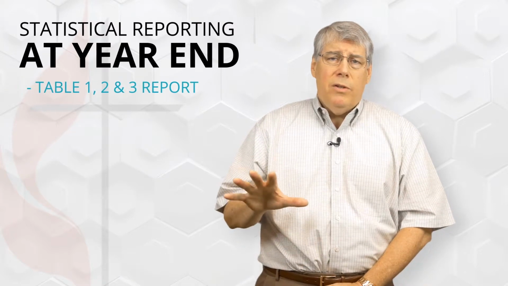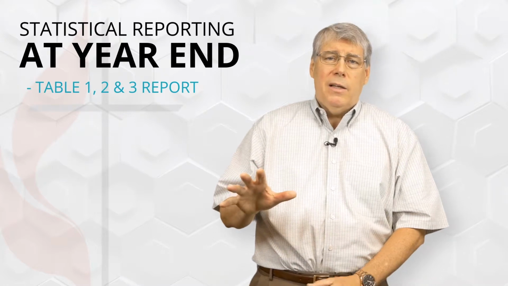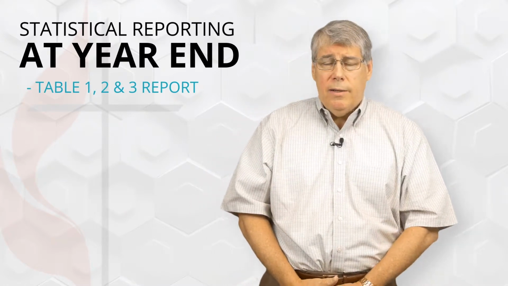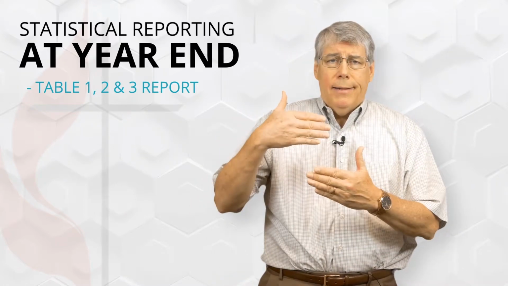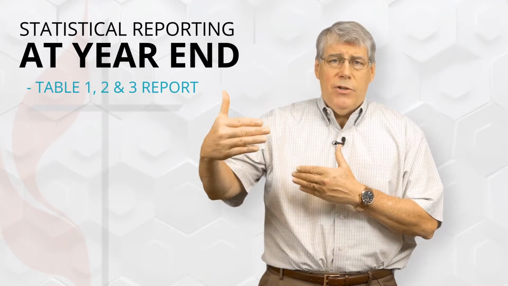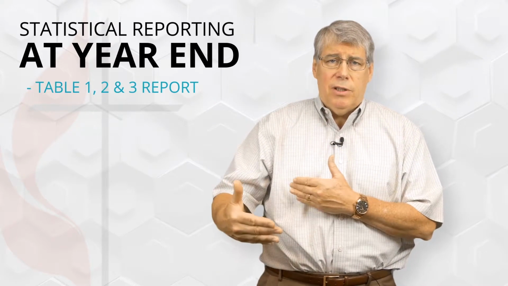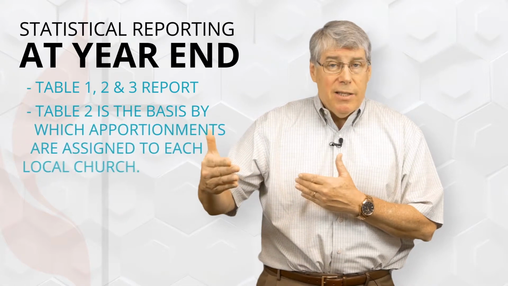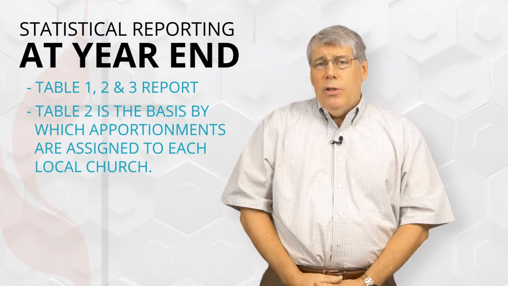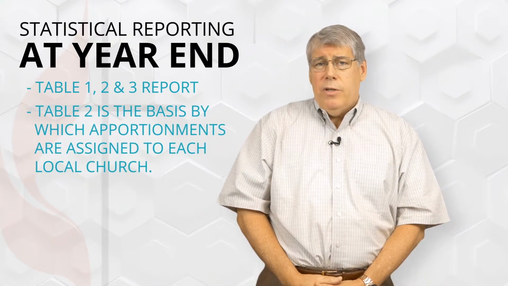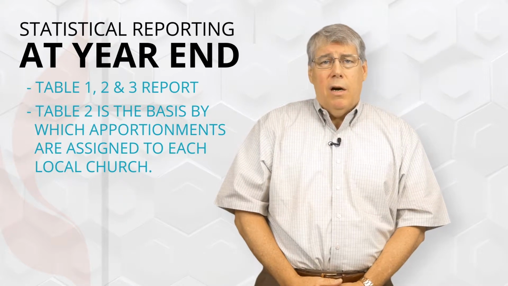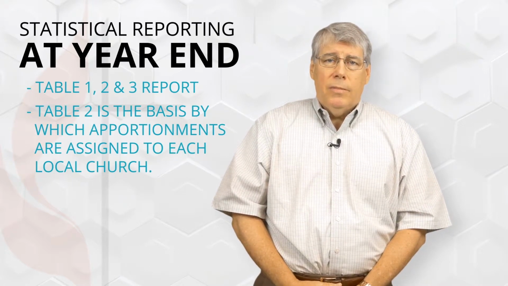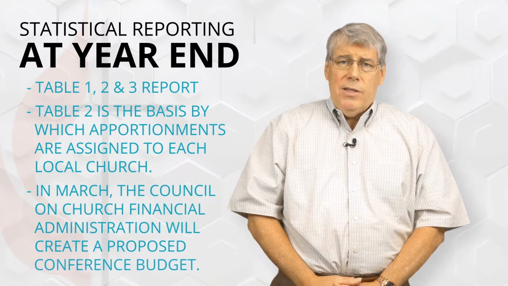The Table 1, 2, and 3 report that is completed by the local church subsequent to year end is a compilation of major statistics from the church's financial system and membership counting system. Table 2 is the basis by which church apportionments are assigned to each local church. So I want to think about the process for a moment.